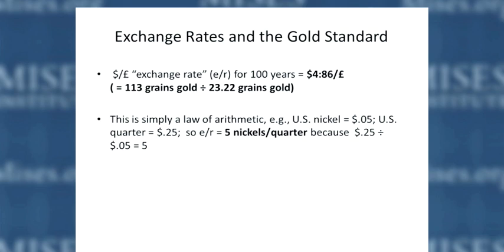For example, it's as if I said there's an exchange rate between the U.S. nickel and the U.S. quarter. Okay, that 5 nickels purchase 1 quarter. But that's not an exchange rate. It's simply a law of arithmetic, because a nickel is defined as 1/20th of a dollar, a quarter is defined as 1/4 of a dollar. So there was 5 times the amount of a dollar represented by a quarter as there is by a nickel. Okay?